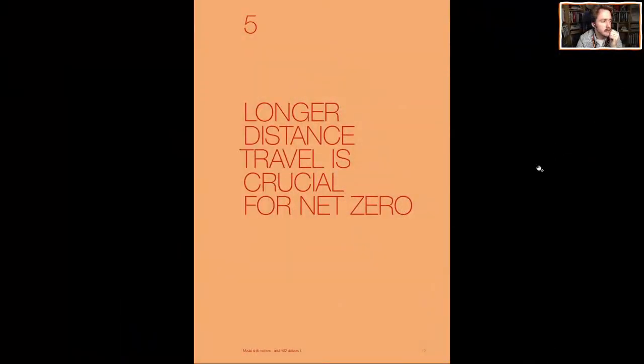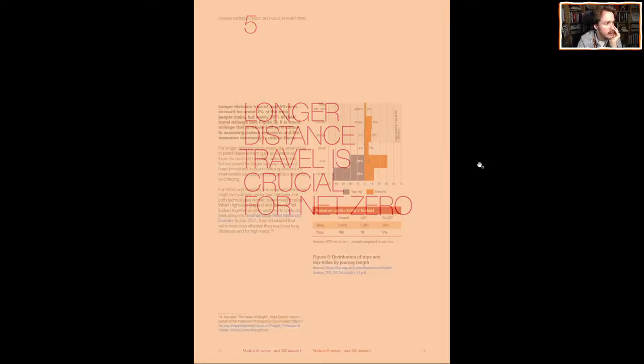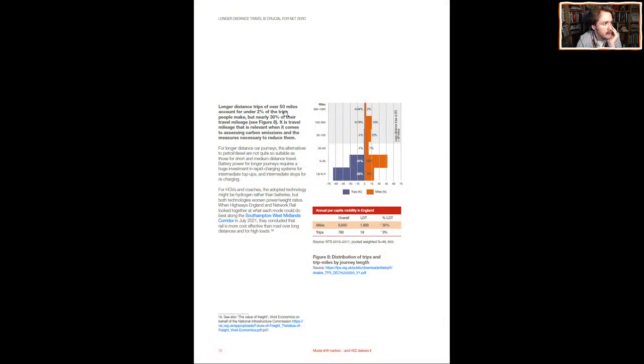Right, let me go back to my miniaturized face. Longer distance travel is crucial for net zero. That's the next chapter. Longer distance trips of over 50 miles account for under 2% of the trips people make, but nearly 30% of their travel mileage. It's travel mileage that's relevant when it comes to assessing carbon emissions. Absolutely, because carbon is per mile, right? It's not per journey, it's per mile.